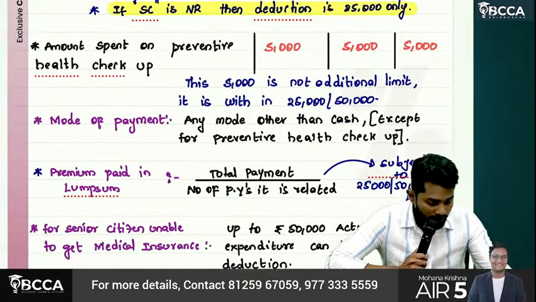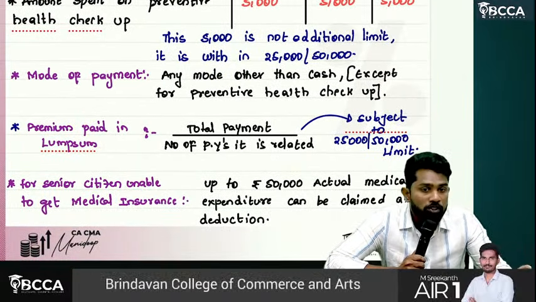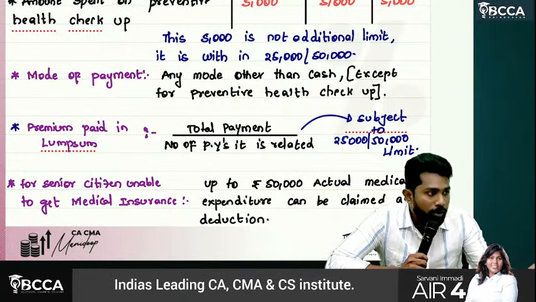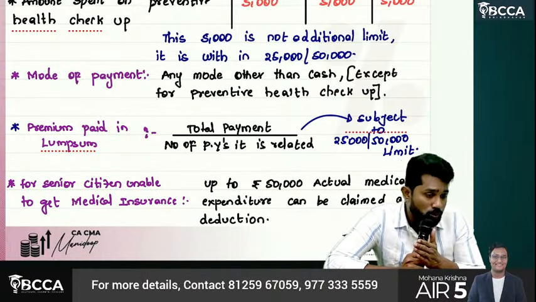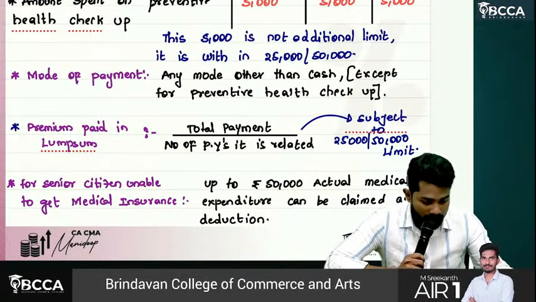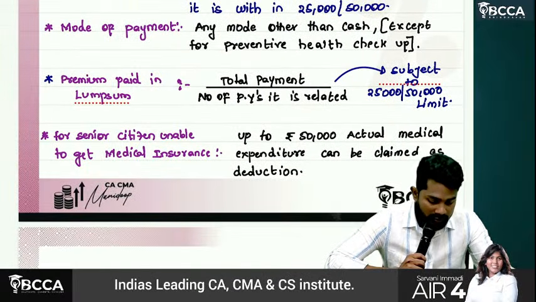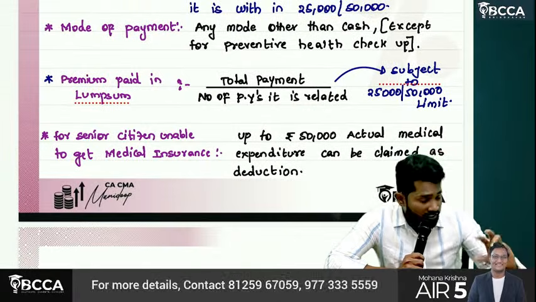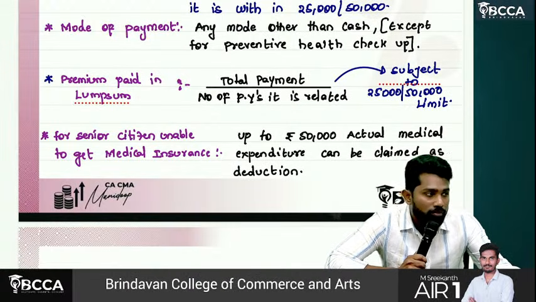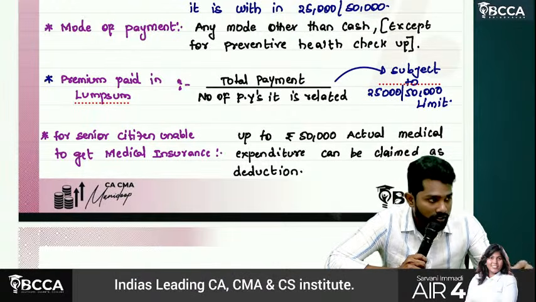Then, if any premium is paid in lump sum, how do we claim the deduction? The premium paid in lump sum has to be apportioned throughout the tenure of the policy, and every year an equal amount can be claimed as deduction. Then for senior citizens unable to get medical insurance, if he is a senior citizen unable to get medical insurance, then actual medical expenditure also can be claimed as deduction up to an extent of 50,000.